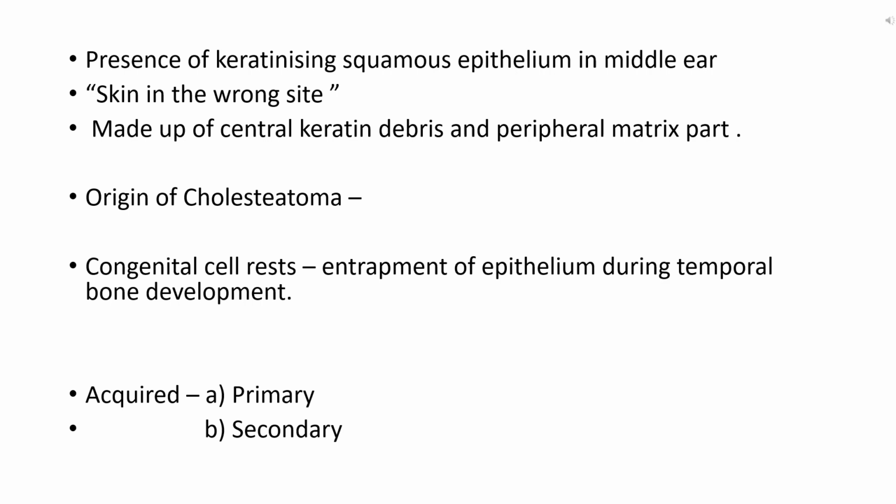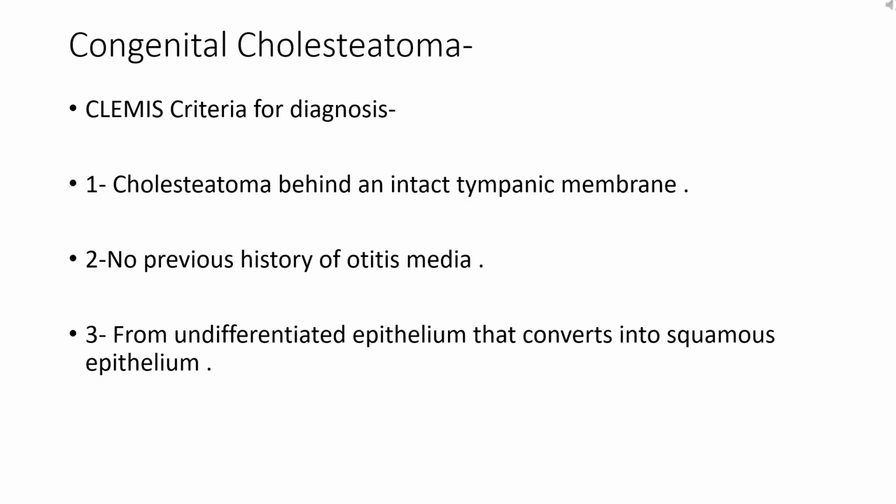It is made up of two parts. In the center there will be keratin debris, while at the periphery there will be a matrix. From where it originates, there are two theories. One is congenital origin and the second is acquired origin. In the congenital origin, cholesteatoma originates by the entrapment of squamous epithelium during temporal bone development. Acquired origin can again be divided into two parts, that is primary and secondary. Now we will see each one of them one by one.